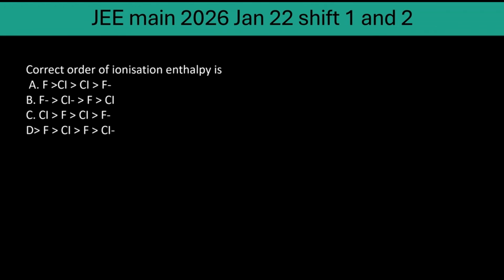Then, the correct order of ionization enthalpy. Ionization enthalpy is how much energy is required to remove an electron from a gaseous atom, right? For anions, how will that work? The energy to remove an electron from a negative ion, we are going to make it a neutral atom. So removing an electron from an anion requires less energy. For an anion, less energy is needed than from the neutral atom.